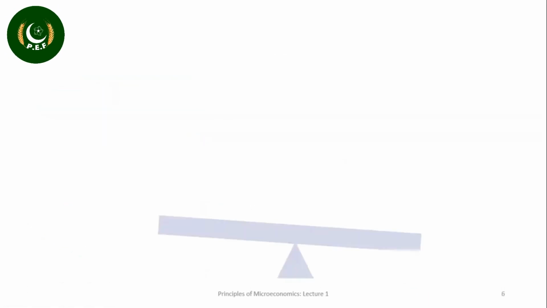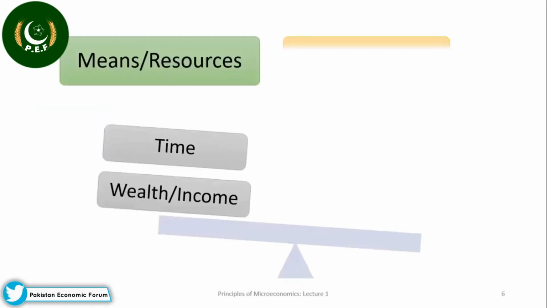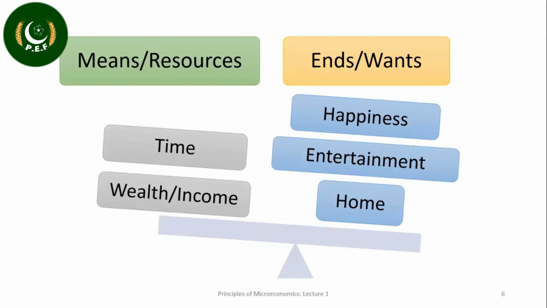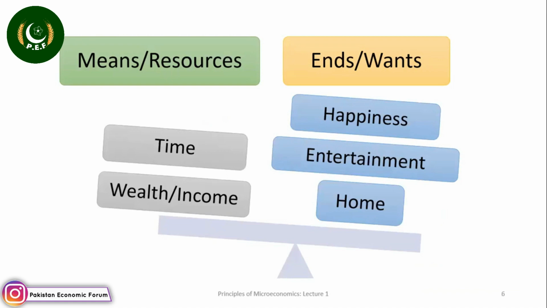Next thing about wants and resources is that human resources or means of production are very limited. They may include income or wealth or time. Both of these things are limited. We have a limited 24 hours in a day. We have a limited life of say 60 years, 70 years, 80 years, or even 100 years. Similarly, the income is also limited.